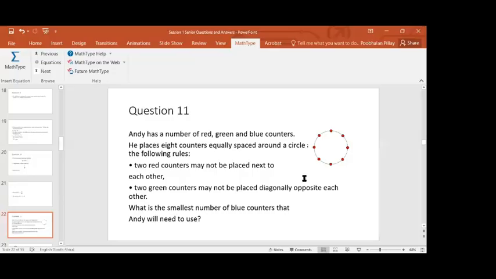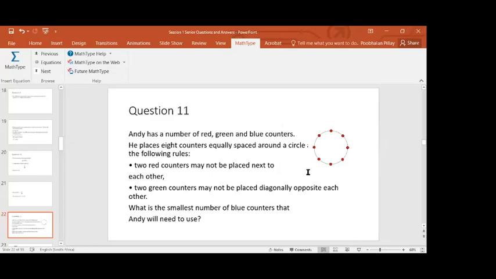Number 11 is a rather long kind of a problem. I keep forgetting to get back to my original questions. Okay, so we're back on the screen.